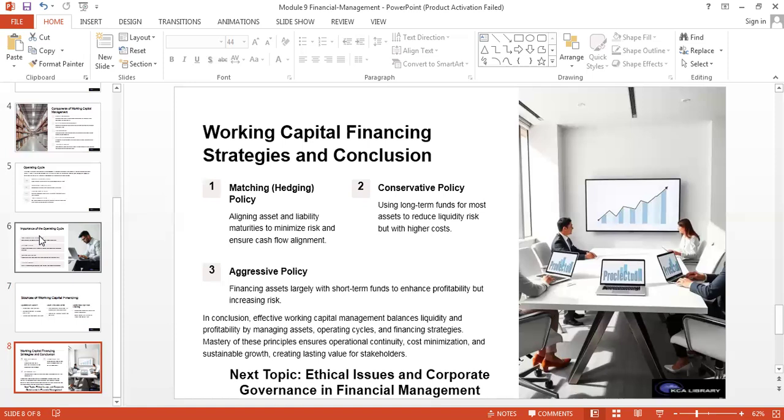In conclusion, effective working capital management balances liquidity and profitability by managing the assets, the operating cycle we discussed, and the financial strategy. So there is need to master these principles to ensure operational continuity, cost minimization, and sustainable growth, creating lasting value for the stakeholders.